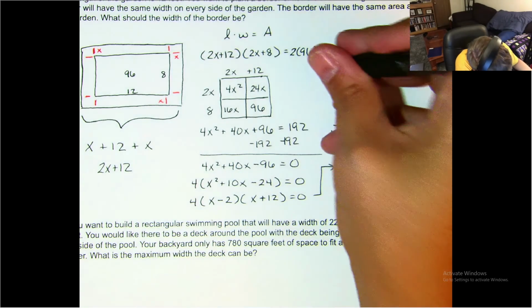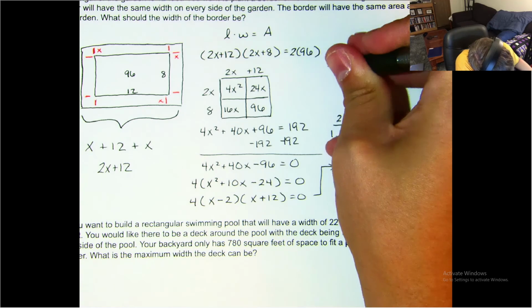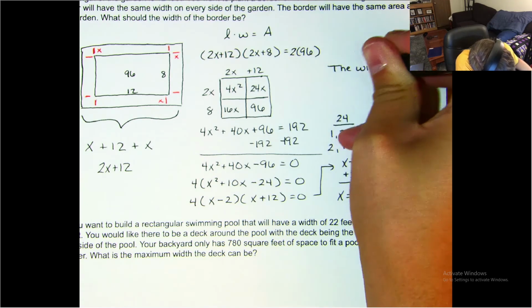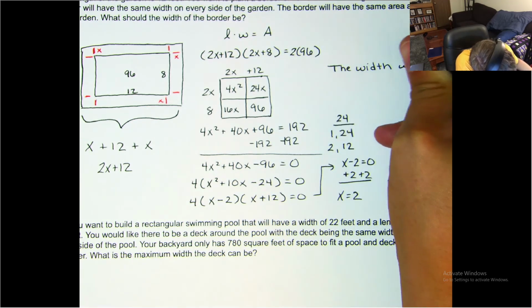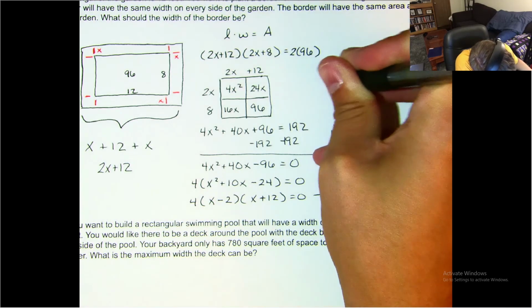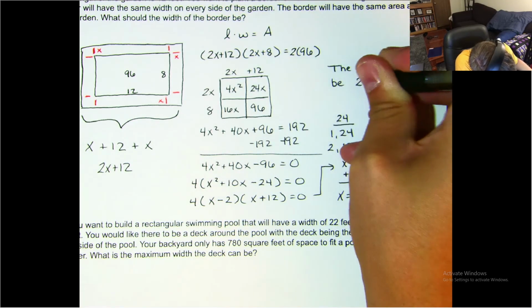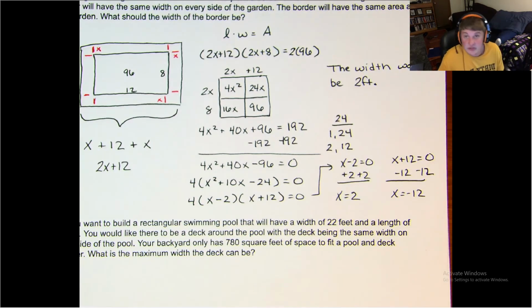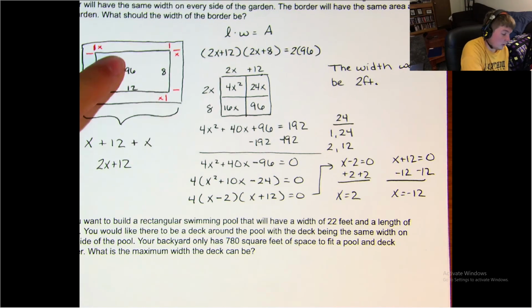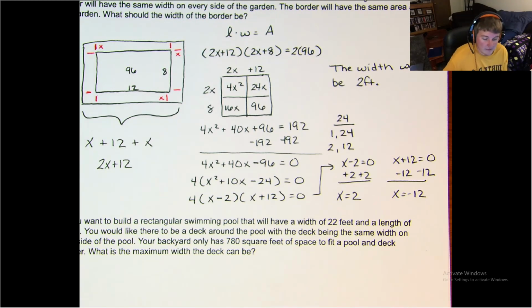And I want a quick answer. The width would be 2 feet. The width would have to be 2 feet in this situation for the border and the inside of our garden to have the same area, or have a total area of 192 feet.